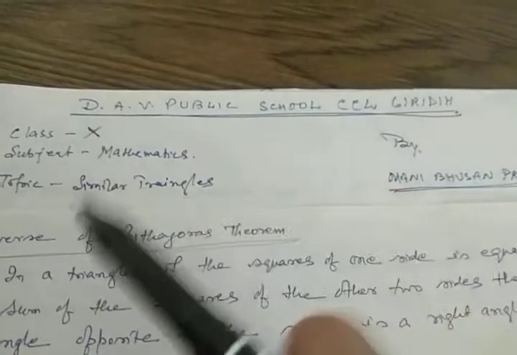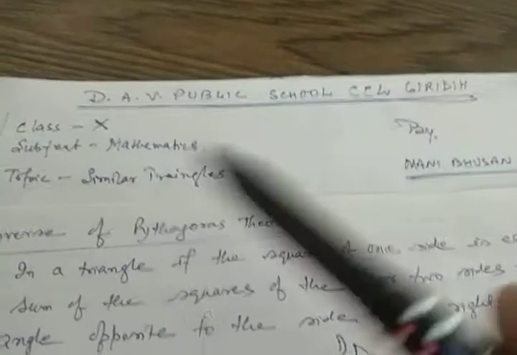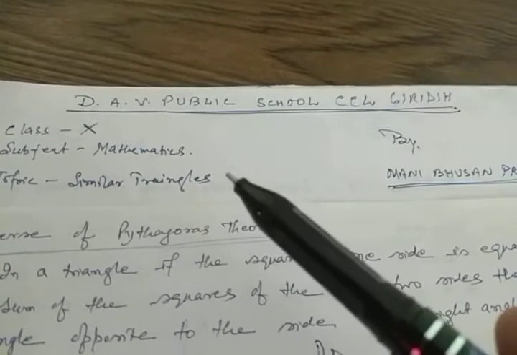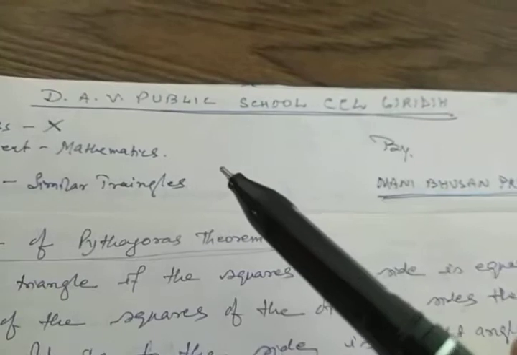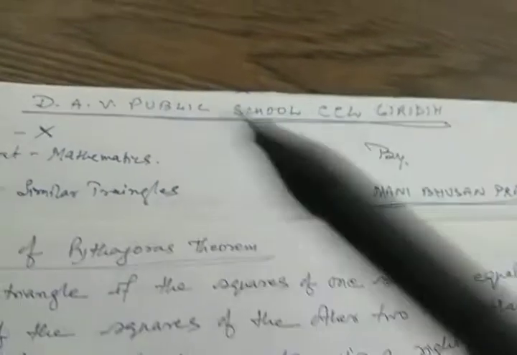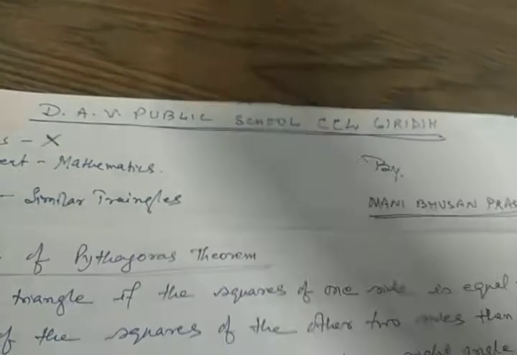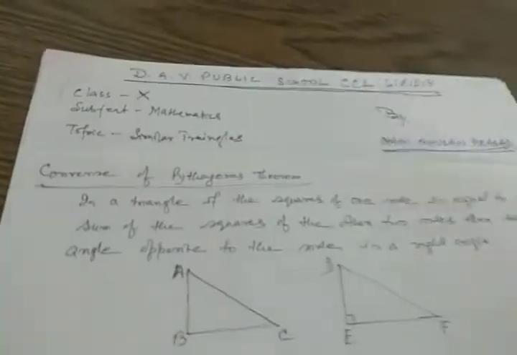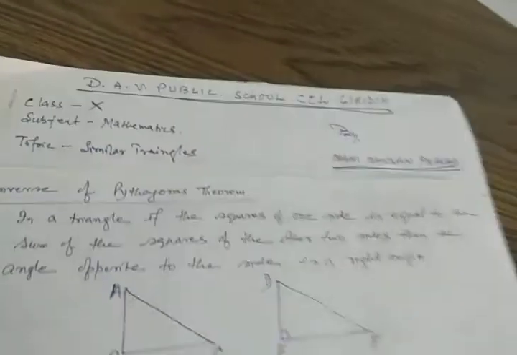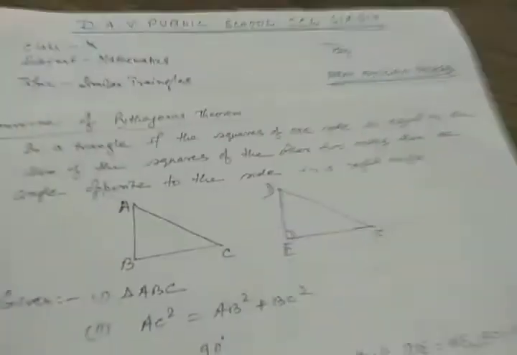This lesson is for class 10, subject mathematics, topic similar triangles. In similar triangles, we have already done the Thales theorem, problems on Thales theorems, and now similar triangles. Is it clear? Now, today we are doing the Pythagoras theorem and converse of Pythagoras theorem and some problems based on it. Just see.